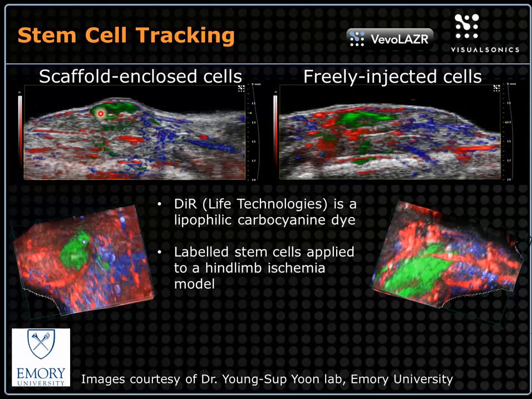And we saw that the scaffold enclosed cells really do remain within this scaffold in this case, whereas the freely injected ones sort of spread out to a much wider area. You can see in the 2D as well as in these 3D renderings here, which have been unmixed for the dye-R as well as oxygenated and deoxygenated hemoglobin here.